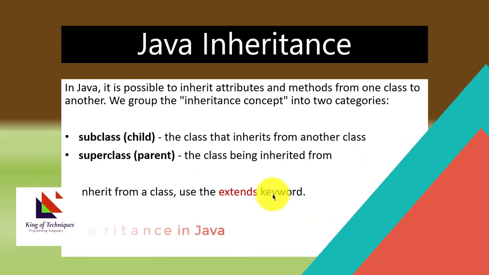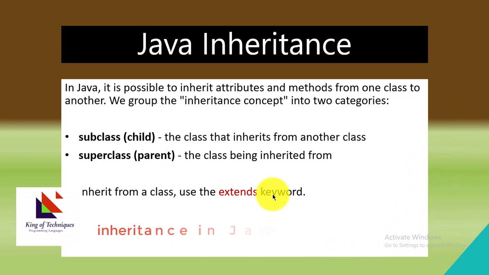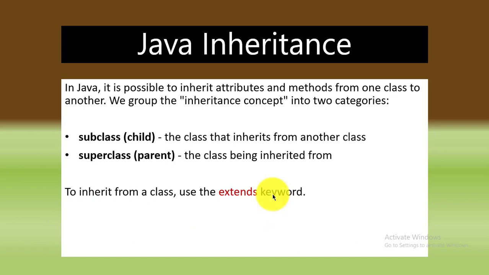Hello guys, in the last class we talked about Java encapsulation. In this class we talk about Java inheritance. We start with inheritance. What is inheritance? In Java it is possible to inherit attributes and methods from one class to another class. We group the inheritance concept into two categories.